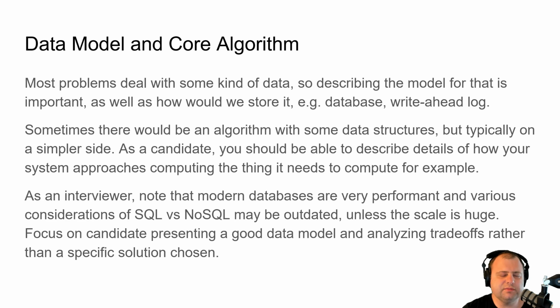Data model and core algorithm. Usually you would have some kind of data and it will be structured in some way, with some relationships with each other, and you can use some typical ways to store it, like a database, a write-ahead log, or maybe just a file if it's a very simple one. Again, it all depends on requirements. And there would sometimes be some algorithm with some data structures, or where you need to compute something, and that involves a little bit of extra hoops. So you need to be able to explain how your system would handle key pieces of information.